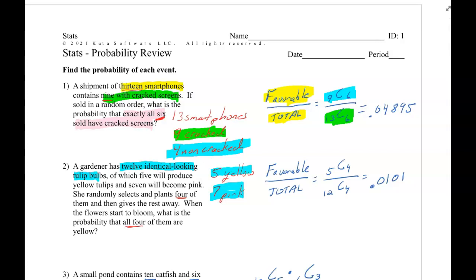She randomly picks plants and plants 4 of them. She gives the others away. So she's picking or choosing 4. And then the question is, what is the probability all 4 of them are yellow? So out of the yellow ones, she wants to choose 4 of them. So the favorable is 5 choose 4. There were 12 plants to begin with. So the denominator is 12 choose 4. So that's how I come up with my answer of 0.0101.